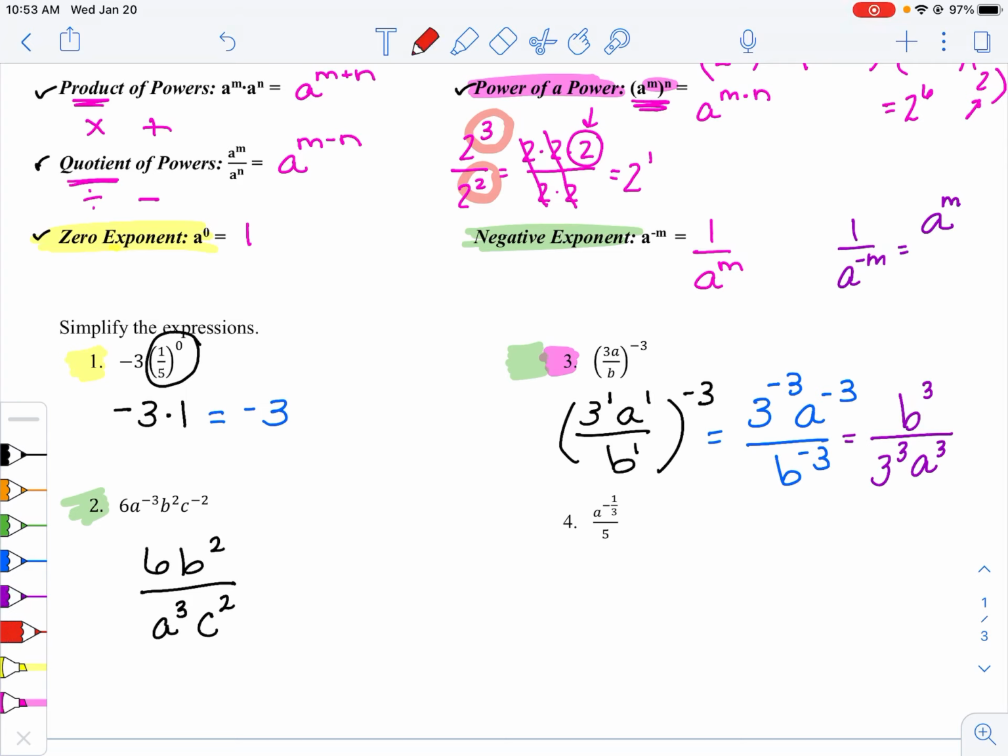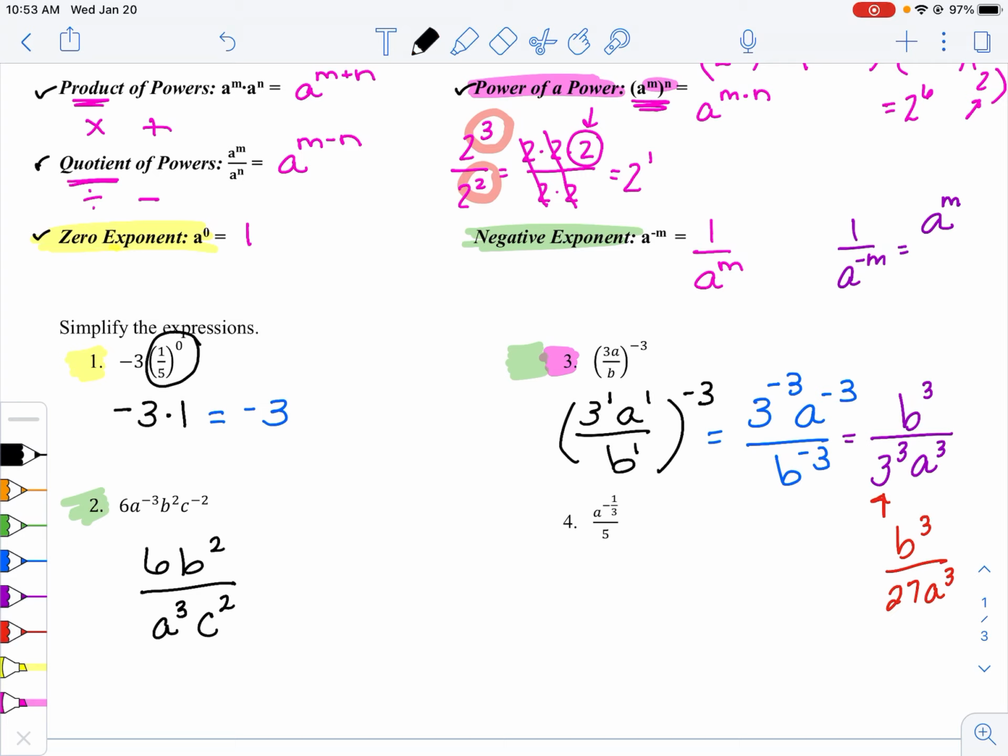And there is one more thing I can do to simplify here. Okay, 3 to the 3rd is something we can evaluate. We can find that value. And I get b to the 3rd over 27 a to the 3rd. Okay, so that used 2 rules, power of a power and negative exponent.